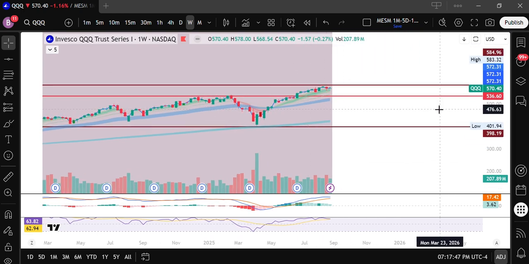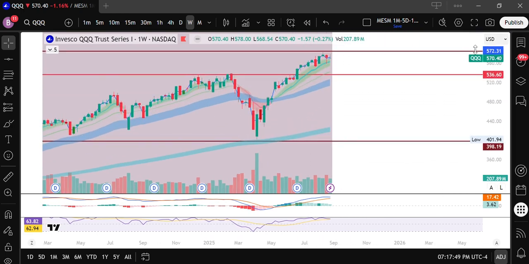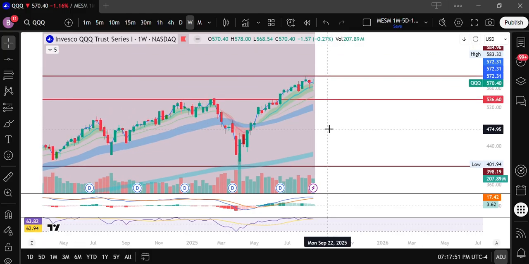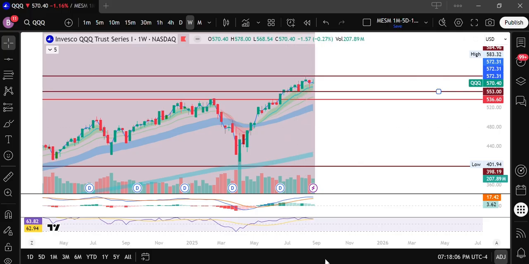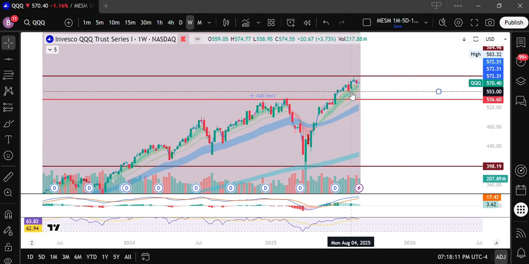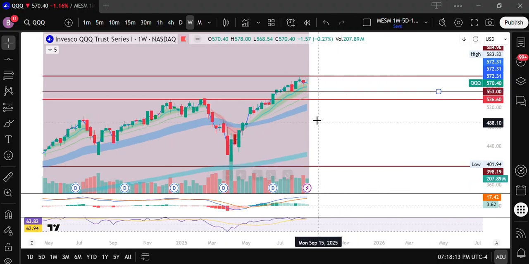Okay, so now we see a little closer. We get closer on the view. As you can see, we have a low right here at 551. On these time frames, they'll give you more and more important levels. So this 553 level is important, and then you have this high right here at 574 is important.